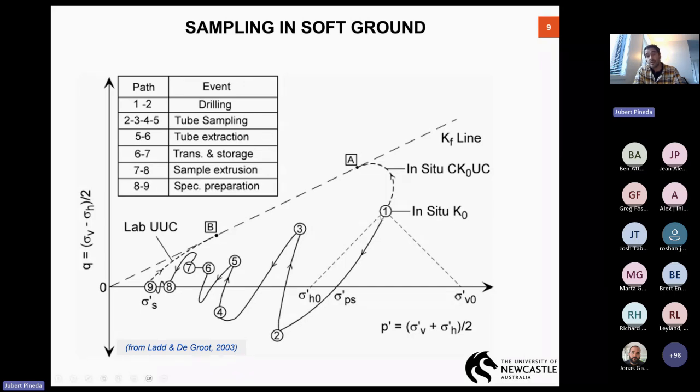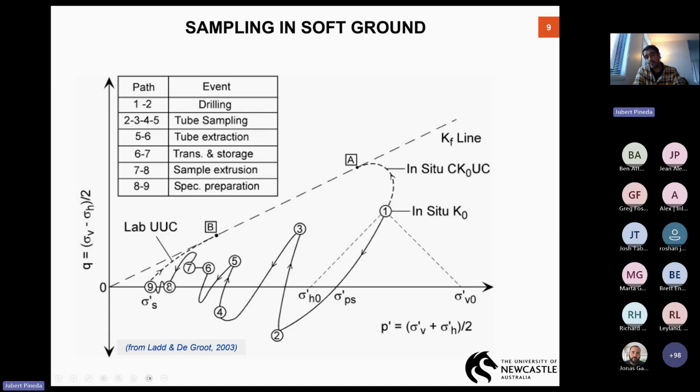So what we normally do is we basically drill a borehole, then push the tube sampler inside the ground, and we have to pull the sampler from the ground, then seal it, transport and store that, and then extrude the soil from the tube in the lab, and then prepare the sample for laboratory testing. All these activities, from drilling the borehole and then pushing the tube inside the ground and then pulling it, basically induce this very complex stress path from 1, 2, 3, 4, 5, 6, 7.